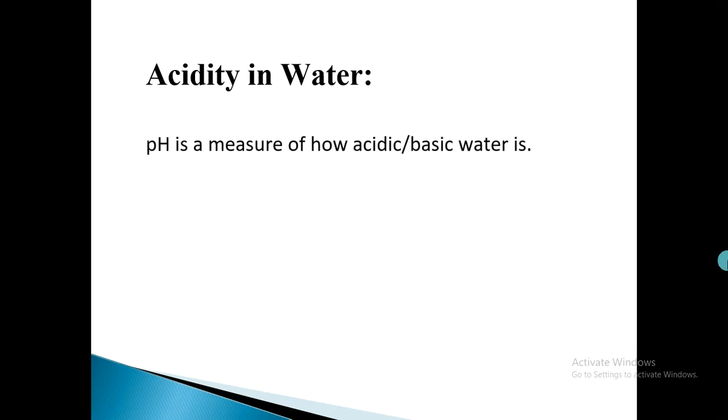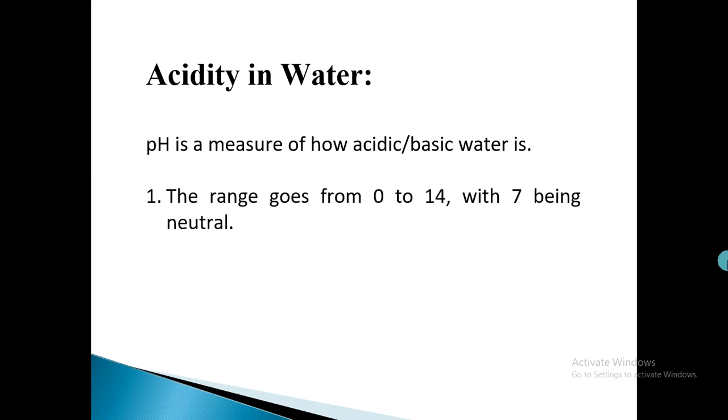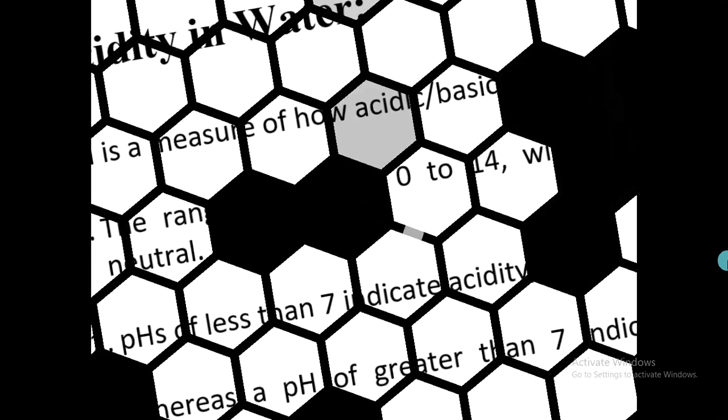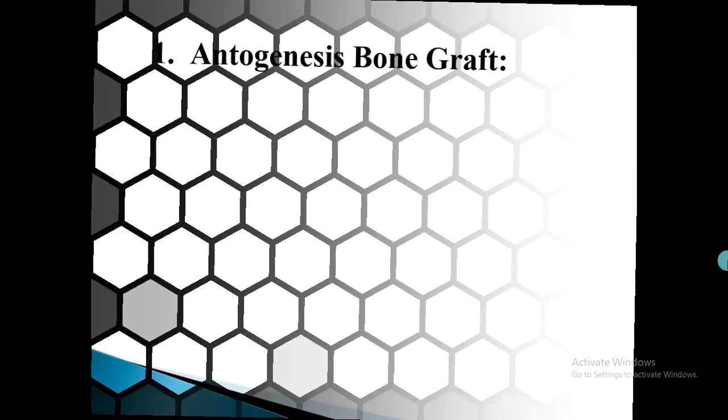As we know, pH is a measure of how acidic or basic water is. How do we know the quality of water? By pH value. The range goes from 0 to 14, with 7 being neutral, right? When your pH value comes out 7, it is neither acidic nor basic. So the range is from 0 to 14 overall. A pH of less than 7 indicates acidity in water, which can harm you, whereas a pH of greater than 7 indicates basic water. The pH of water is very important, right?